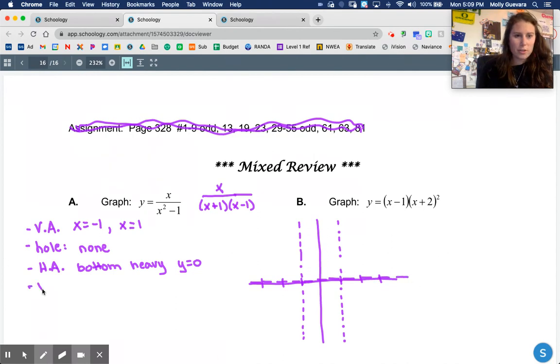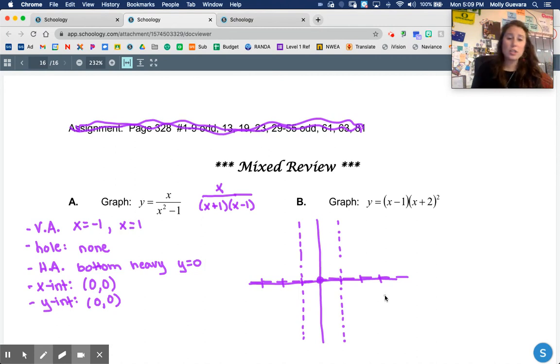What else do I need? X-intercepts, things that are zeros of the top only. In this case, 0 is a 0 of the top, so I have an x-intercept at (0, 0). And then my y-intercept: if I plug in 0 for x, I get 0 over -1, which is 0. So I have a y-intercept also at 0. So the unfortunate part about this is I only know 1 point, right? I don't know what's going on to the left or right of each asymptote. So I'm gonna have to plug in multiple numbers here, okay?